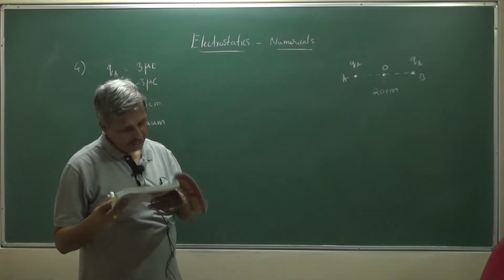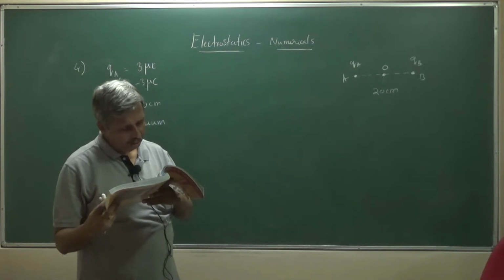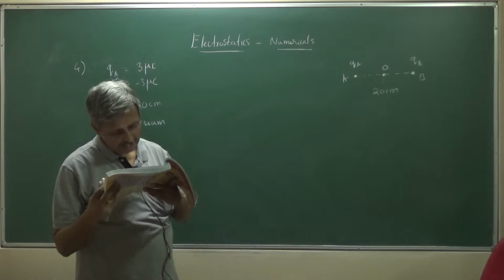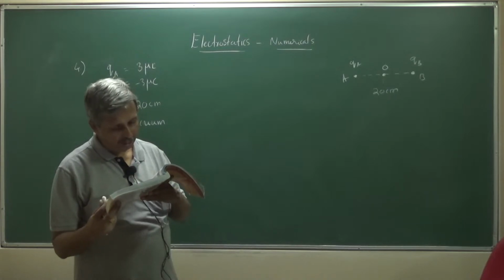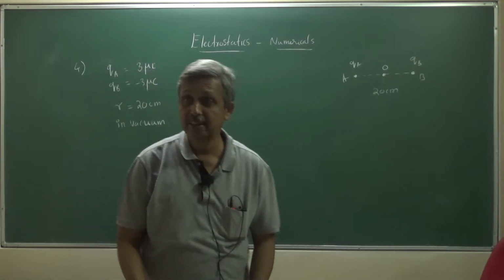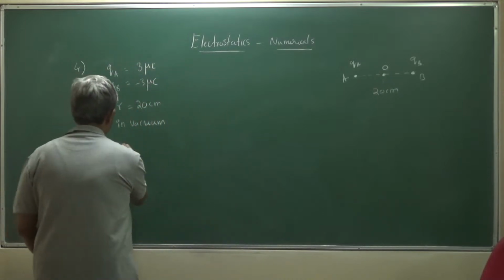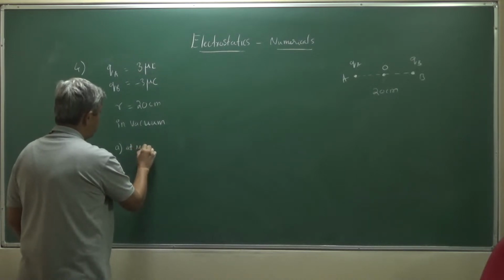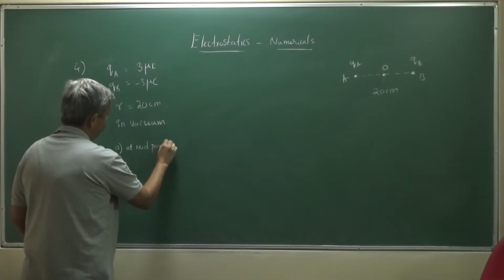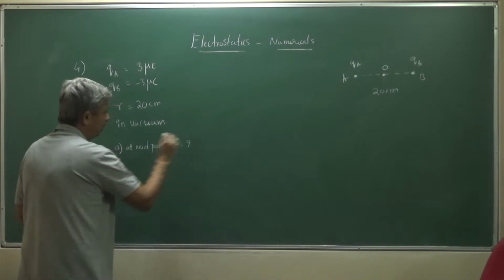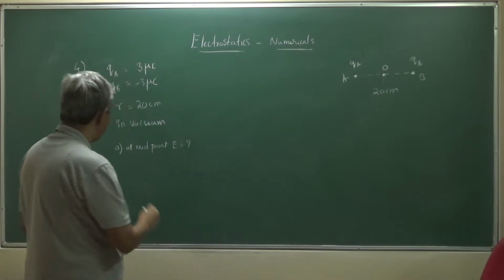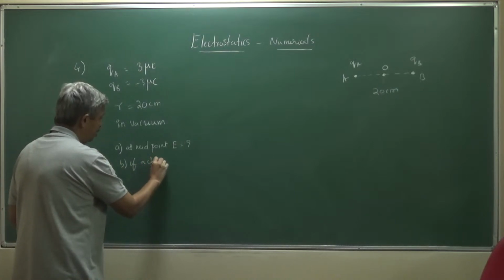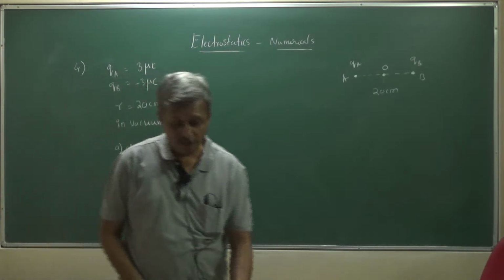And they are also asking if a negative test charge of magnitude 1.5 into 10 power minus 9 coulomb is placed at this point, what is the force experienced by the test charge? Now there are two questions. First question is at midpoint E is equal to what? Electric field. Second part is if a charge of how much?